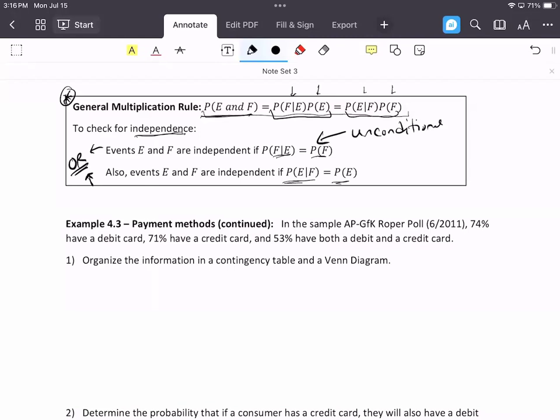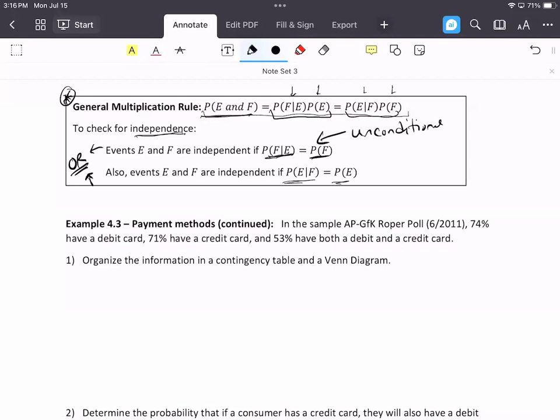When we test mathematically, numerically, in this class, if the numbers are not exact, we are going to say that they are not independent. We'll show an example a little bit later. We'll say they're not independent unless the probabilities are exactly equal. In real life, it would be very, very unusual to find the probabilities exactly equal.